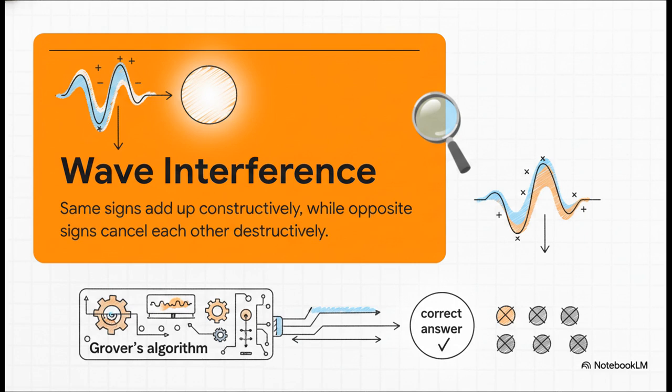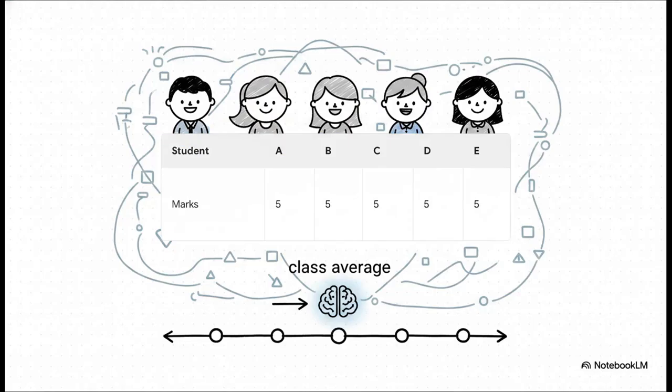But when they have opposite signs, they cancel each other out entirely. That's destructive interference. So Grover's algorithm is essentially this highly tuned precision machine. It's built to intentionally cause constructive interference for the right answer and destructive interference for all the wrong ones. Now, what's really interesting about this slide is how we can visualize this with a super simple classroom analogy.